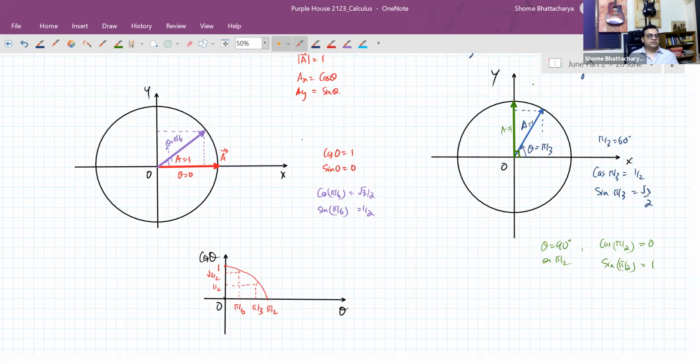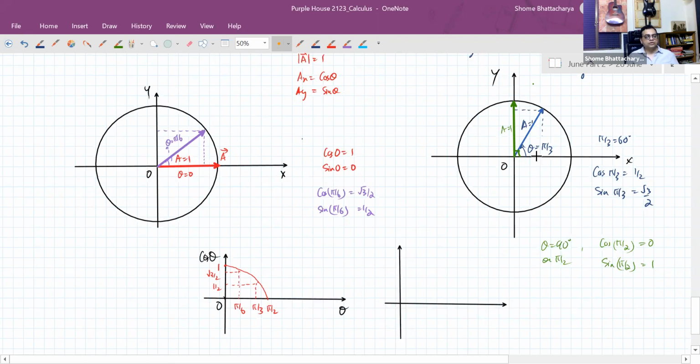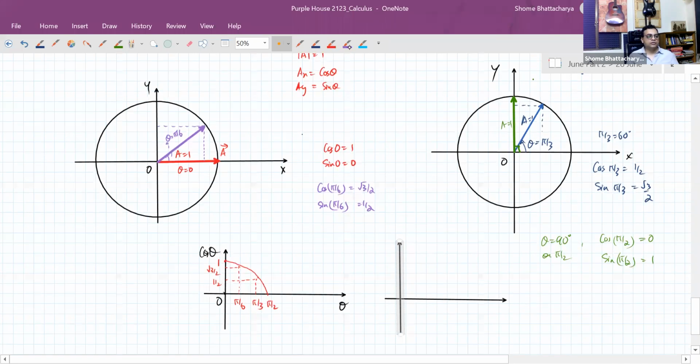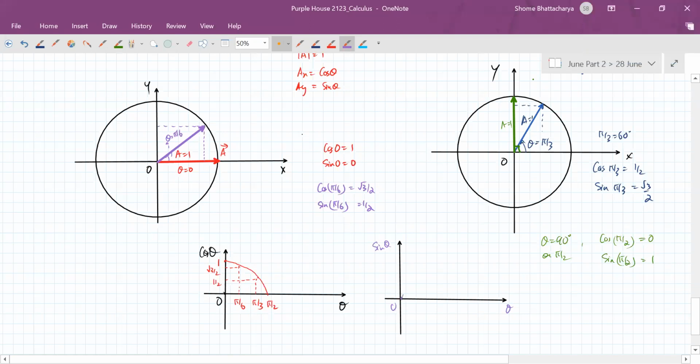Whereas if we see, the sine function has a kind of inverse of this relation. When theta was 0, you can see sine, that is the y component, was 0. Whereas by the time theta has become pi by 2, the y component of that green colored vector here is maximum. It's equal to 1. So if you compare the two, now you can see the graph of sine theta versus theta. It has the opposite behavior. It's going like this.